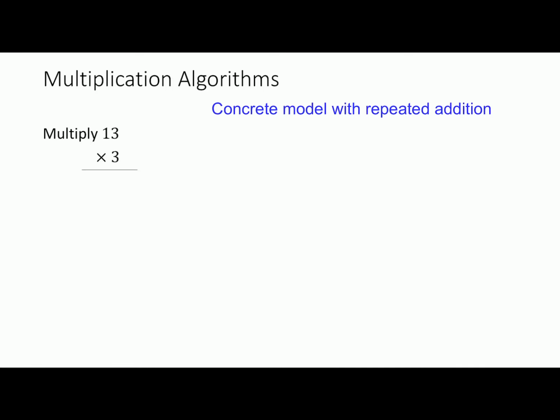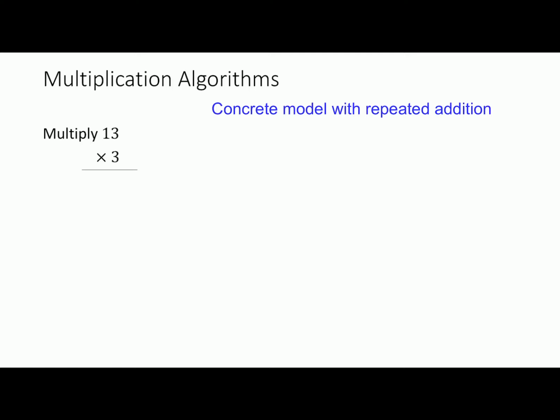All right, so we've already looked at multiplication algorithms when we're dealing with single-digit products with single-digit numbers. But what if our numbers start getting a little bigger? So here I want to multiply 13 times 3. Okay, so we're going to look at several algorithms for doing that.